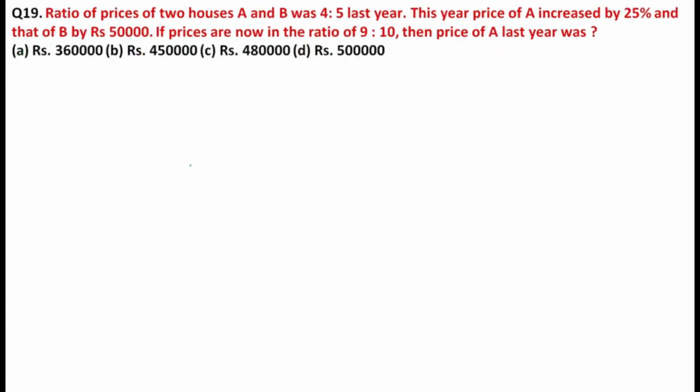Next one. The ratio of prices of two houses A and B was 4 is to 5 last year. This year, A is increased by 25% and B is increased by 50,000. Now the prices are in the ratio of 9 is to 10. What was the price of A last year? Now the price of A I consider as 4x, and B as 5x. The price of house A increased by 25%, which means 1/4 of the value, so it increased by x. And the B value increased by an amount of 50,000. After these increases, the ratio becomes 9 is to 10.